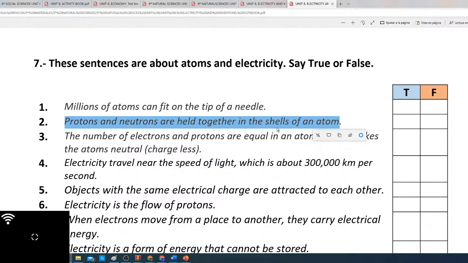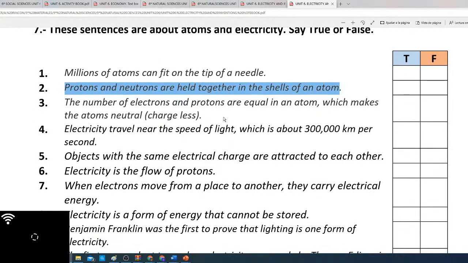So according to that, Candela says false, and Echo says false. Yes, this is false. So protons and neutrons are held together not in the shells, but in the nucleus of an atom. So this is false.